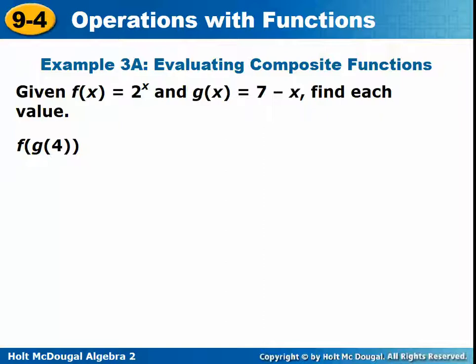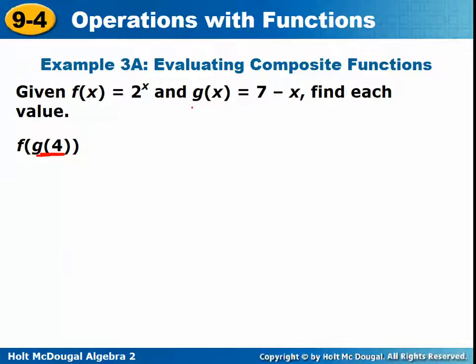All right, let's look at an example. It'll make a lot more sense when you see some examples. So we have that the function f of x is 2 to the x power, and g of x is 7 minus x. Find each value. f of g of 4. Now remember, we do this part first. We work from the inside out.